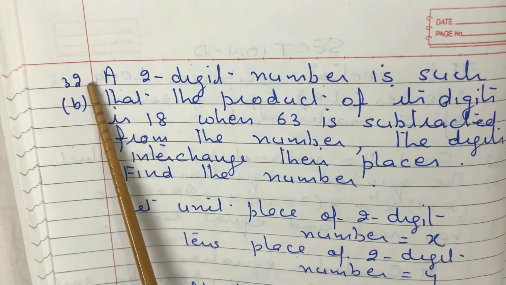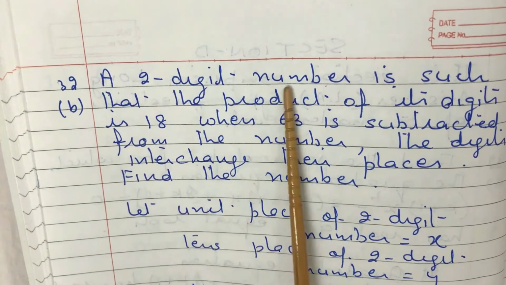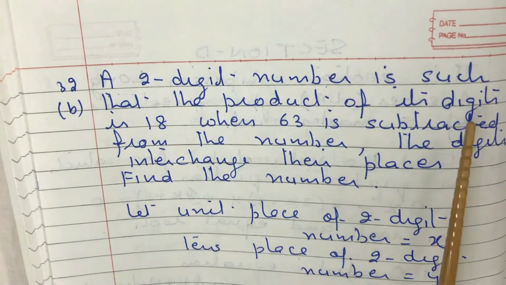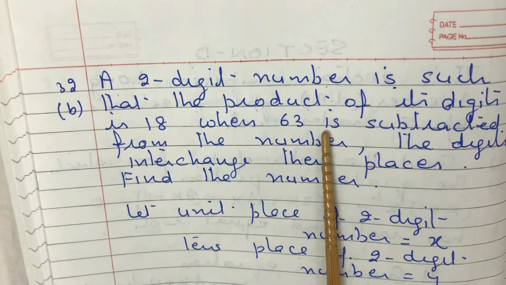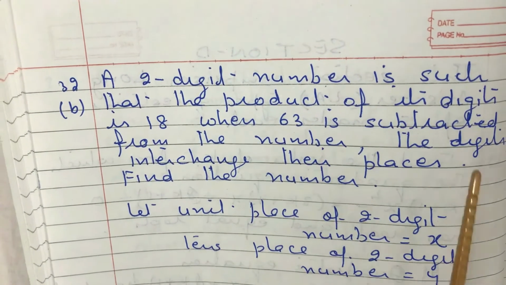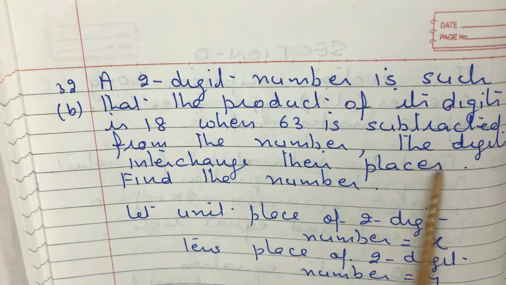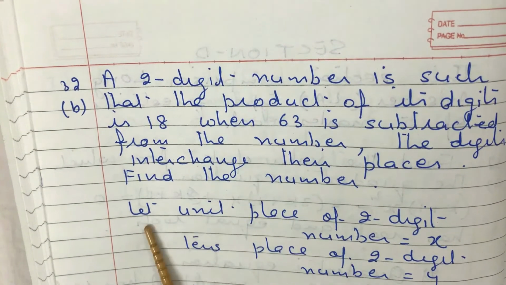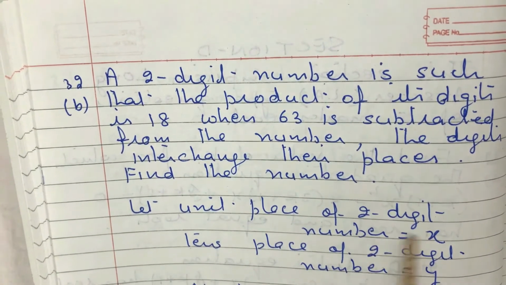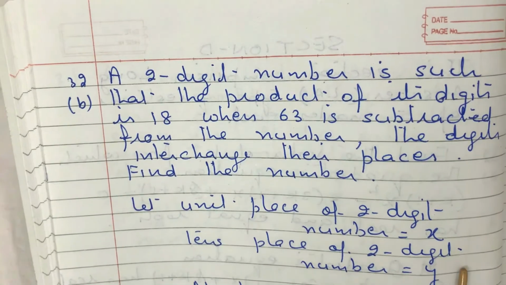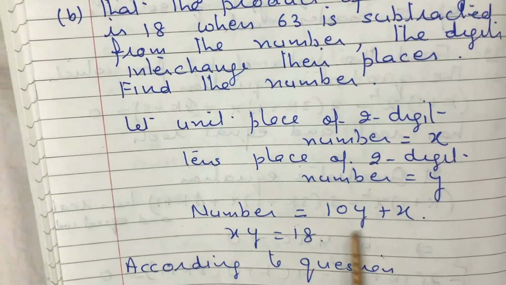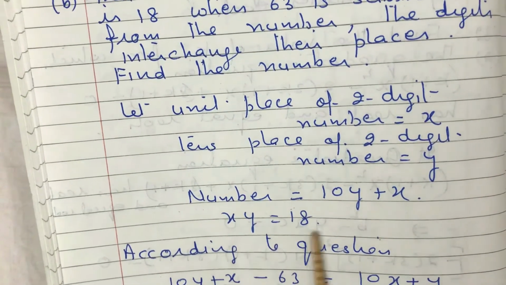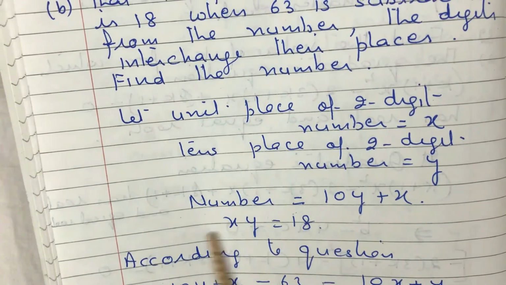Now question number 32, B part. A 2-digit number is such that the product of its digits is 18. When 63 is subtracted from the number, the digits interchange their places. Find the number. Let the unit place of the 2-digit number be x, the tens place be y, and the number becomes 10y + x. xy is equal to 18. This is given to us.